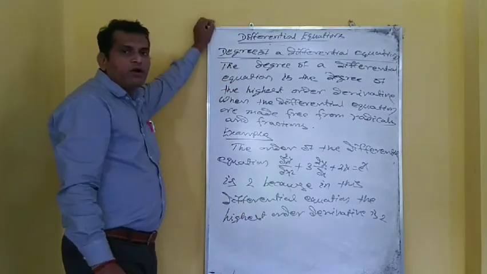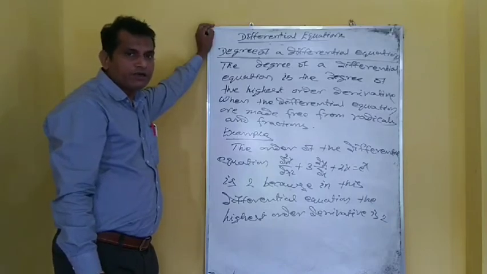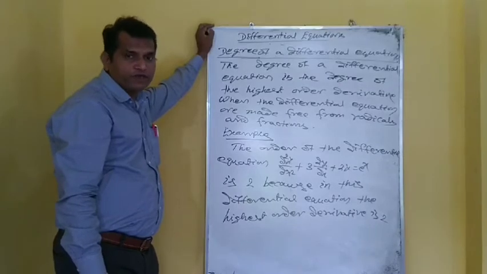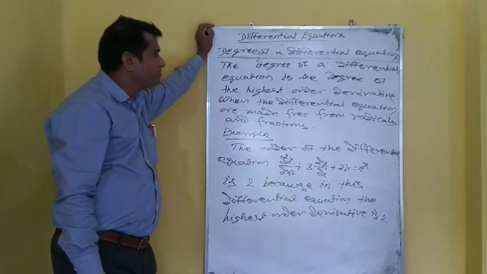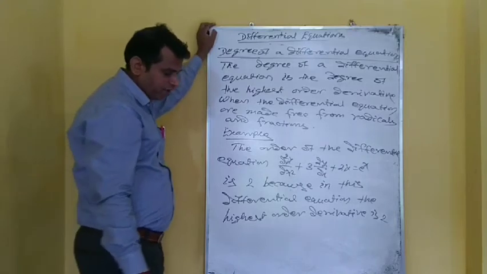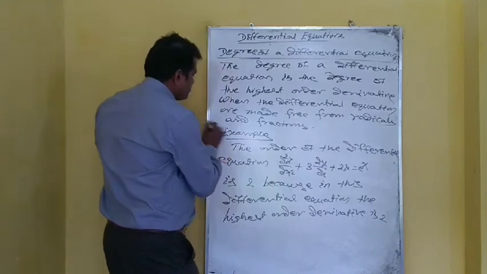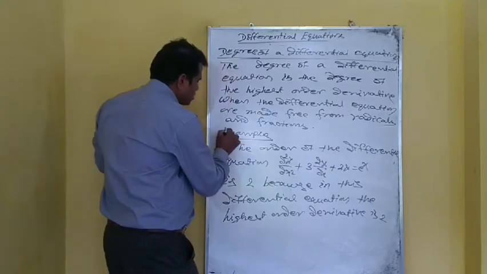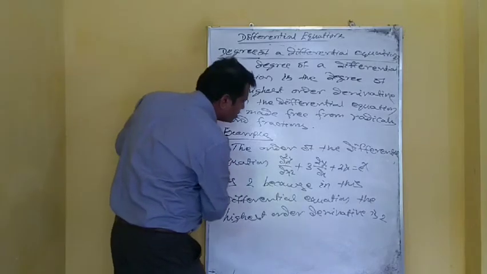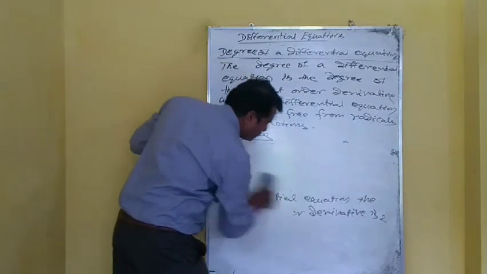The degree of a differential equation is the degree of the highest order derivative in the equation, when the differential equation is made free from radicals and fractions. First, we free the differential equation from radicals, meaning roots, or fractions. Then we find the degree of the differential equation. Okay, now take an example.